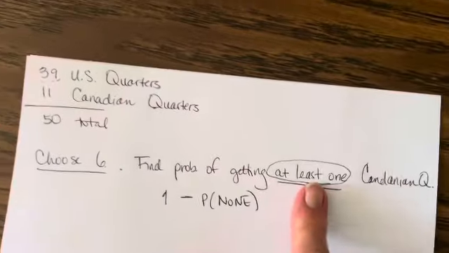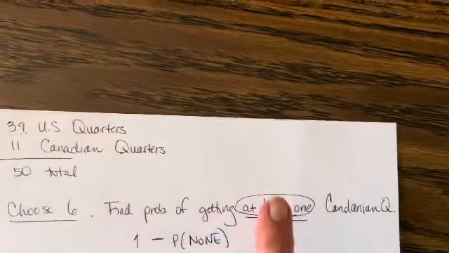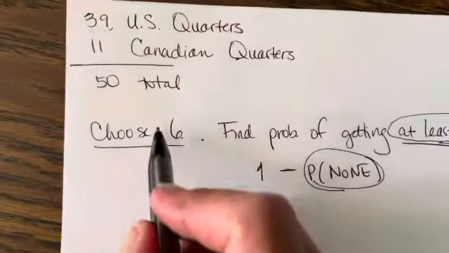Because if you do at least 1, and I've got 11 of these, you would have to find the probability of getting 1 and 2 and 3 and 4 and 5 all the way up to 11. You have to find all of those and then add them all up, and that would be horrible. So let's first just find the probability of getting no Canadian quarters when choosing 6.